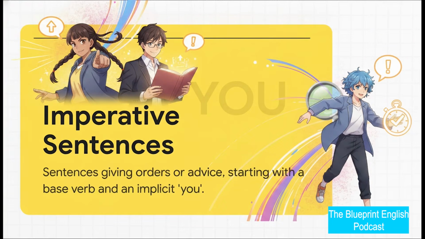To answer that question, we need to look at the formal definition. Command sentences are technically called imperative sentences. These are the sentences we use to give orders, make requests, offer advice, provide instructions, or issue warnings. And here is the secret. They start right with a base verb, and they feature an implicit you. That's right, the hidden subject is always you.